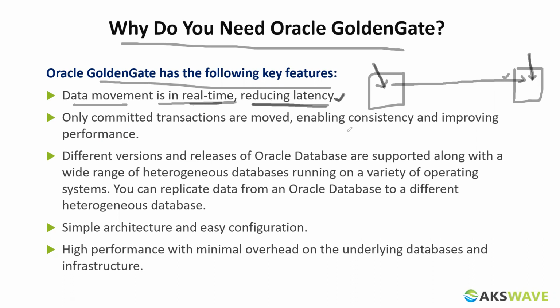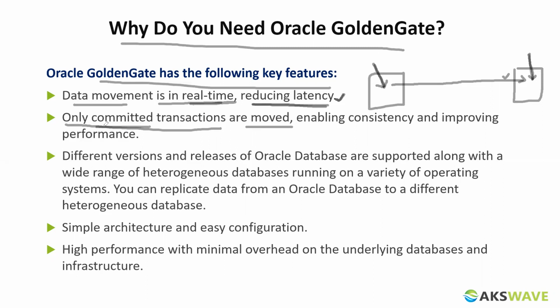It's very fast because you have a lot of options, such as compression and encryption. And the main benefit of GoldenGate, when I compare it with Data Guard, as we've seen in our previous slides, is that it captures only committed transactions and moves them to the other side.